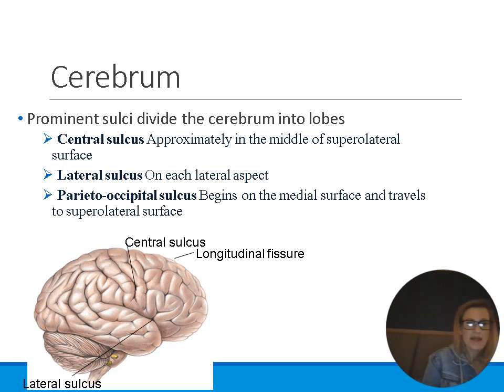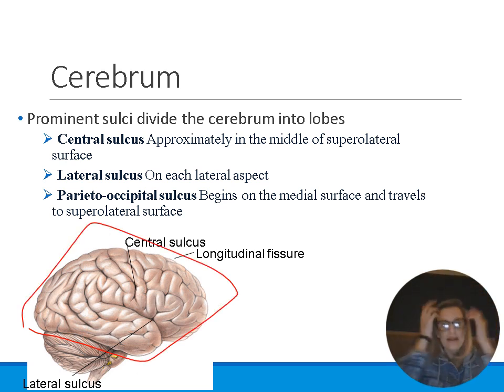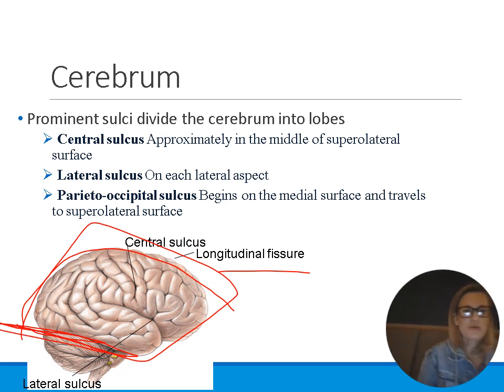So looking at the cerebrum from the outside, again, this whole thing is the cerebrum. We said that the cerebrum is highly folded, and the little grooves are called sulci. The deep grooves are called fissures. We looked at the longitudinal fissure going between the cerebral hemispheres, and then in the back we said the transverse fissure separates the cerebrum from the cerebellum.